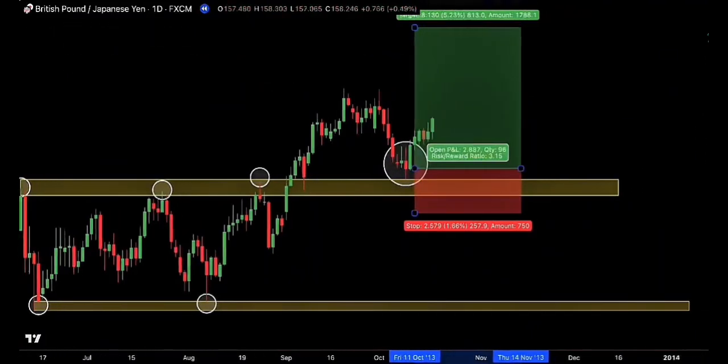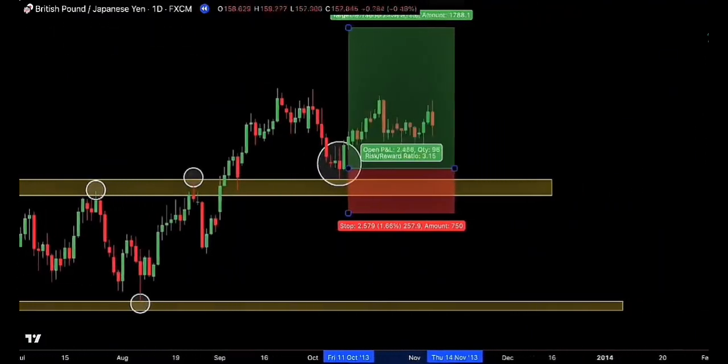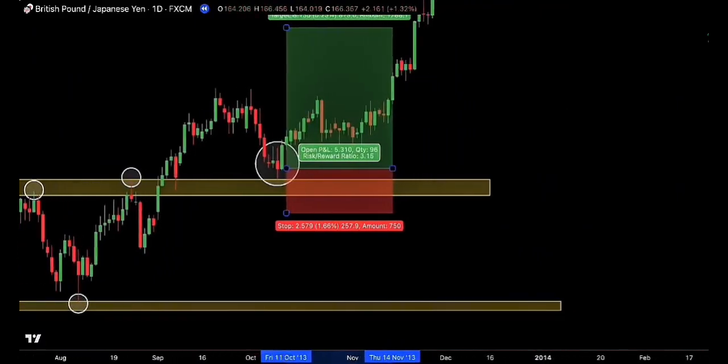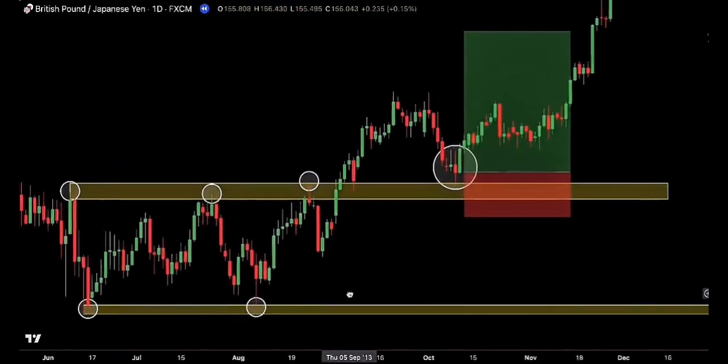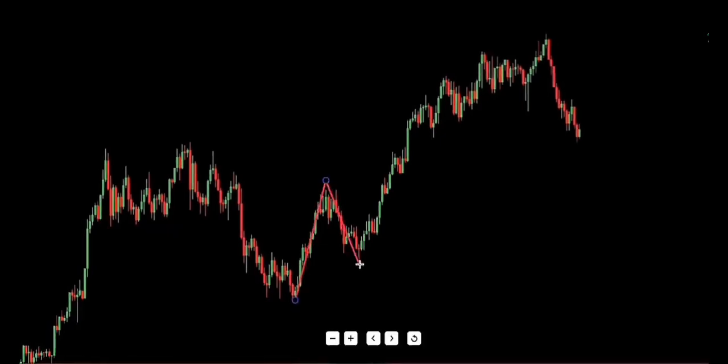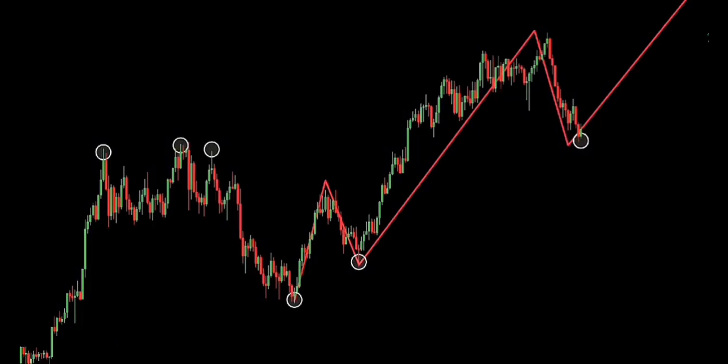You're not chasing the market. You're waiting for price to come back to a key level and confirm a trade setup, just like professional traders do. Let's break it down step by step. In an uptrend, price often breaks above a resistance level, but instead of continuing straight up, it pulls back to retest the broken level. This is where we look for a high probability buy trade.